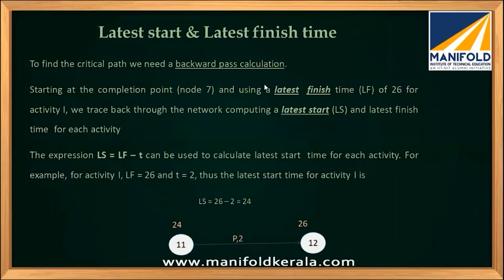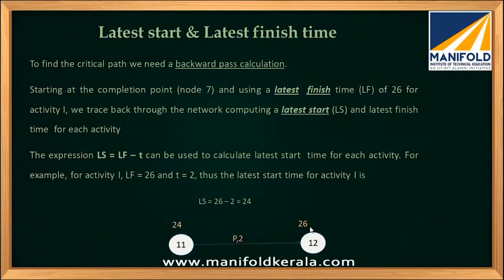Similar to earliest start and finish time, there are latest start time and finish time. This is calculated through the backward pass calculation, which means the latest start and finish time will depend on the next activity, the successor activity that is going to come. Latest start time is how late the activity can be started, and latest finish time is how late the activity has to be finished. So it is coming from the backward.